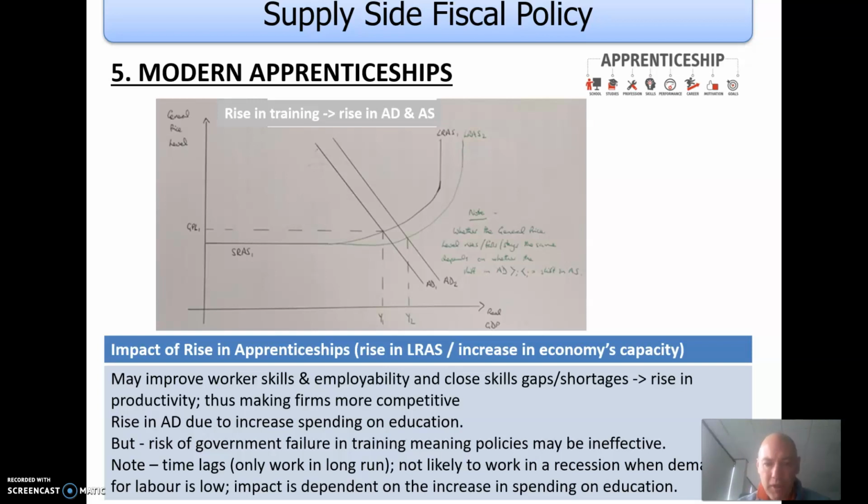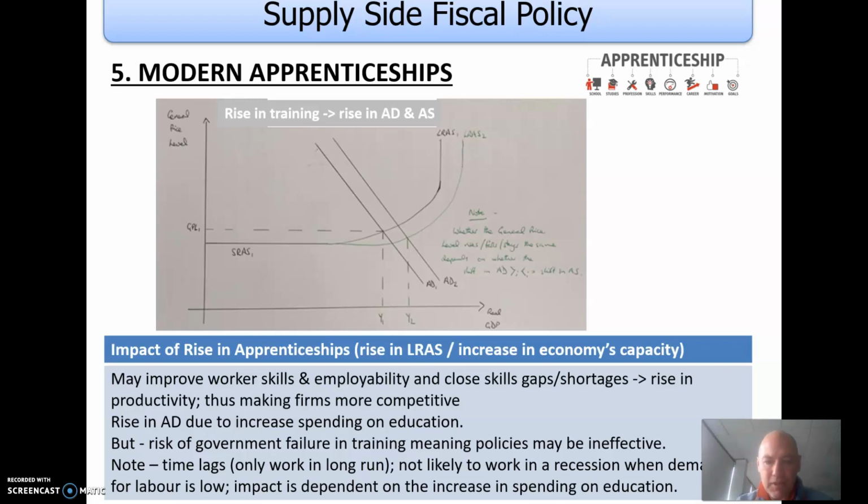This will improve worker skills, employability. Very important, these words, highlight them. It will close skills gaps and shortages. It will increase productivity. It will make firms more competitive. The increase in aggregate demand, as we said, because of more government spending.